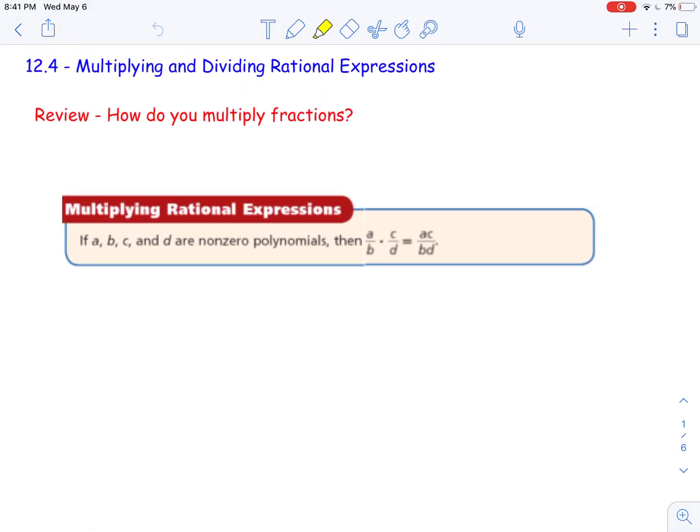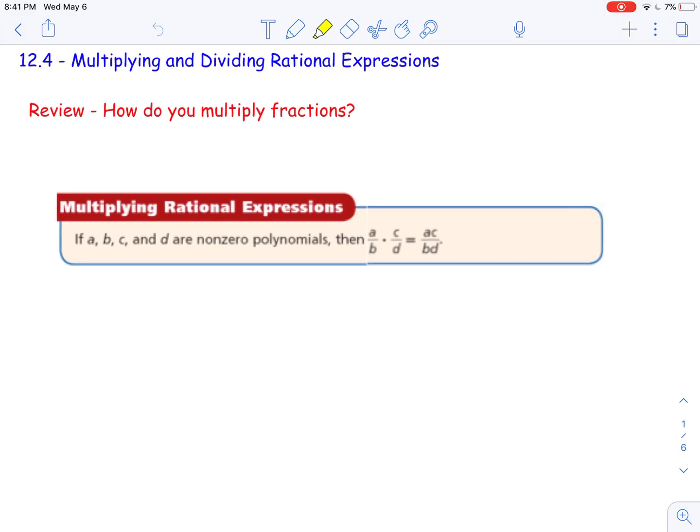12.4, multiplying and dividing rational expressions. So yesterday we simplified rational expressions, which was like simplifying a fraction or reducing a fraction. And today we're going to multiply and divide. So we have to remember, how do we multiply and divide fractions? Let's just review how we multiply and divide.